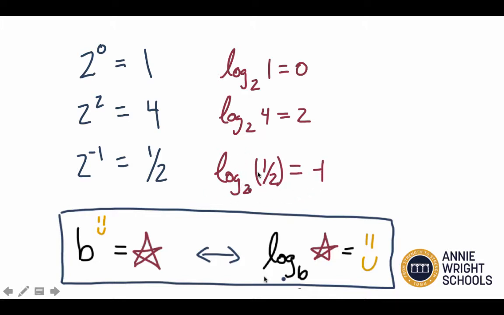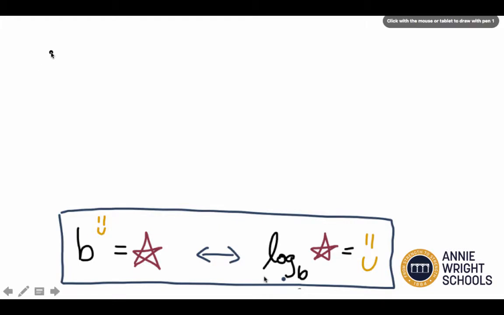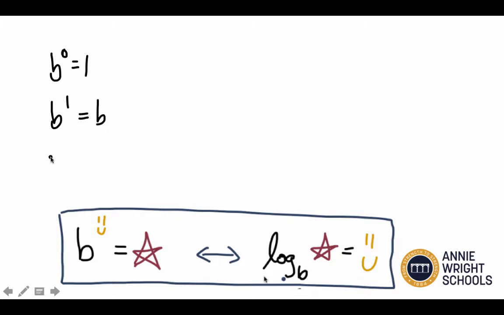A lot of students at this point are starting to realize what log is saying. Log is saying, what power do I raise the base to get this number? If I raise 2 to the negative 1 power, I get 1/2. If I raise 2 to the second power, I get 4. If I raise 2 to the 0 power, I get 1. Now, if we go less specific and look at more general ways of writing those equations, we might say b to the 0 equals 1. b to the 1 is equal to b. b to the second is equal to b squared. b to the negative 1 is equal to 1 over b.